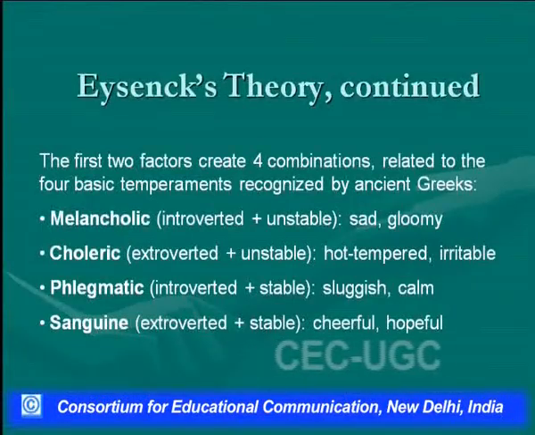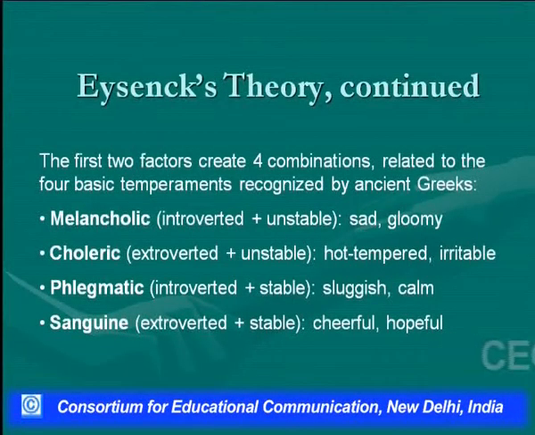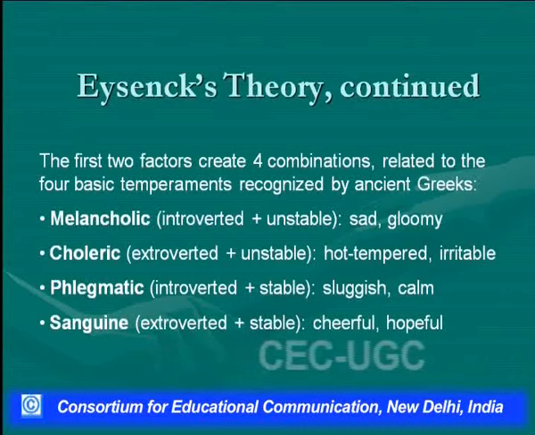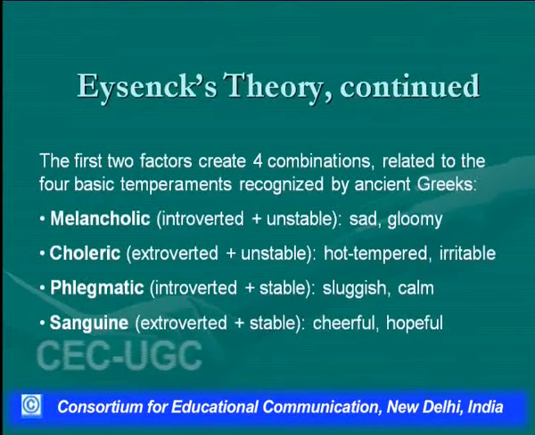Now coming on to the second combination of the factors, that is extroverted plus unstable, which is also called the choleric personality. The main features here are that you get hot tempered, you are short tempered, and you are always irritable. You are losing your temperament and always irritable. This is not appreciated, and people do not like these kind of choleric people. The next is the phlegmatic personality.